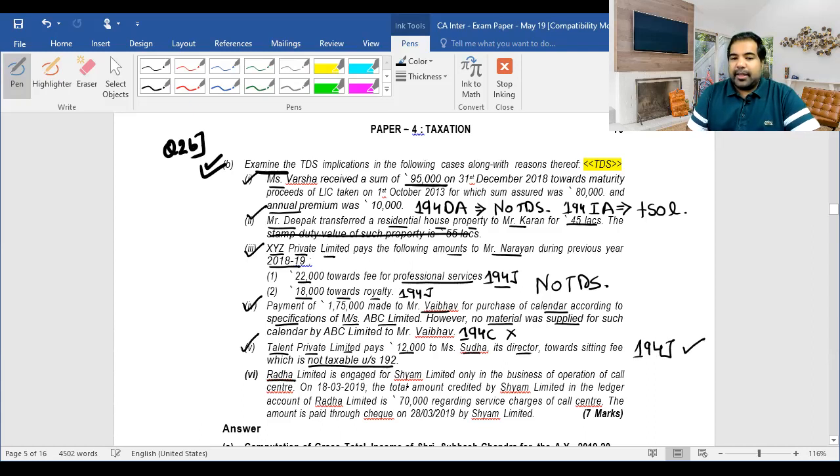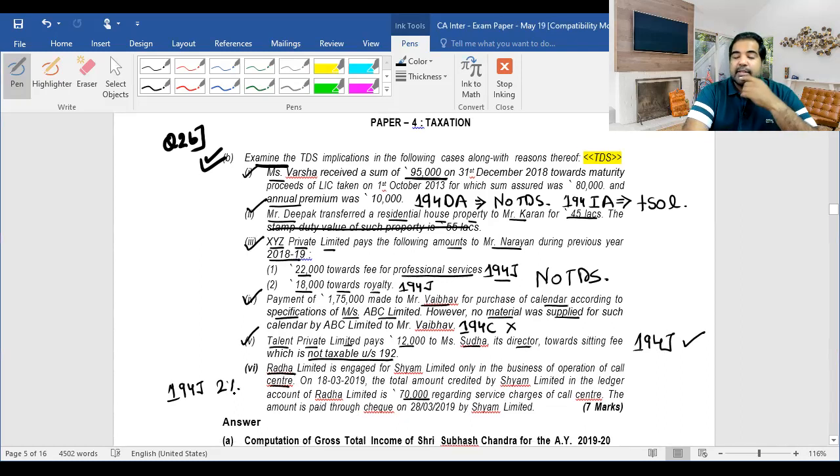And Lada Limited is engaged by Sham Limited only in the business of operation of a call center. The total amount credited by Sham in the ledger is 70,000. The amount is paid through cheque. So on 70,000, guys, there will be TDS because 194J says TDS at the rate of 2% in case of call center services. Guys, that's your 7 marks. In every sum, you have to quote the section. If TDS applies, then you have to calculate the amount. If TDS does not apply, you have to give the reason, and that's how you have to move ahead. For 6 points, 7 marks.